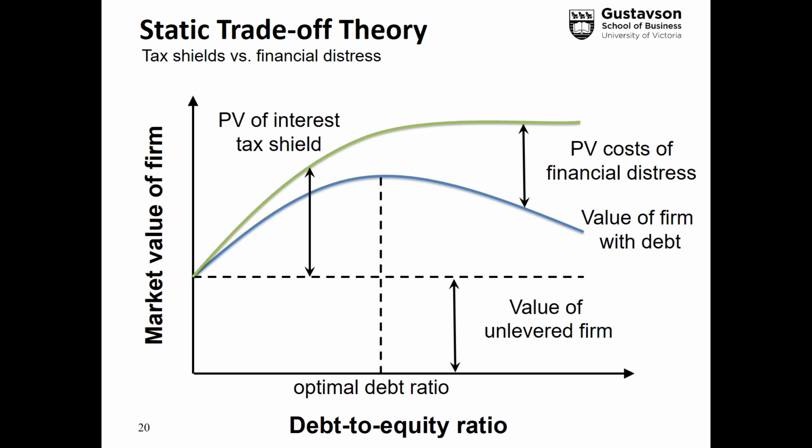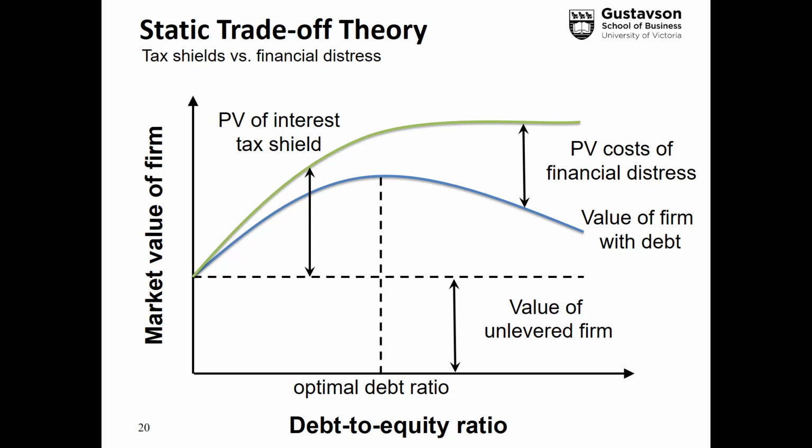The value of the firm taking into account both tax shields and the value of financial distress is the blue line. As you can see, the green line would suggest that the value of the firm is always increasing as the WACC is decreasing. However, the blue line shows that as you increase debt, there are benefits initially from tax shields, but there are increasing costs of financial distress, which is the gap or space between the green line and the blue line.